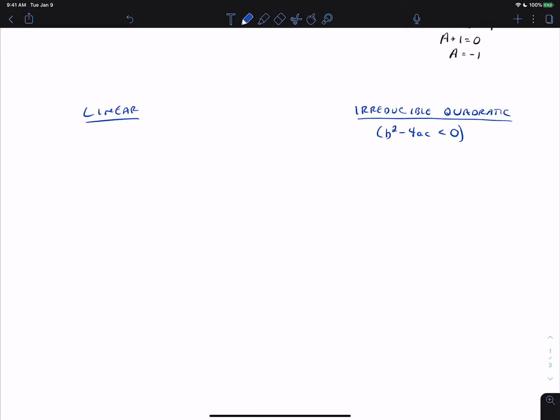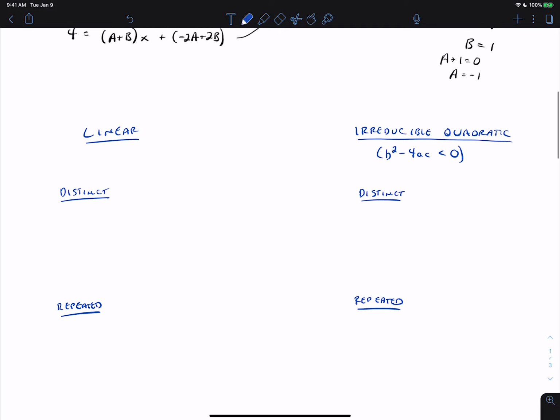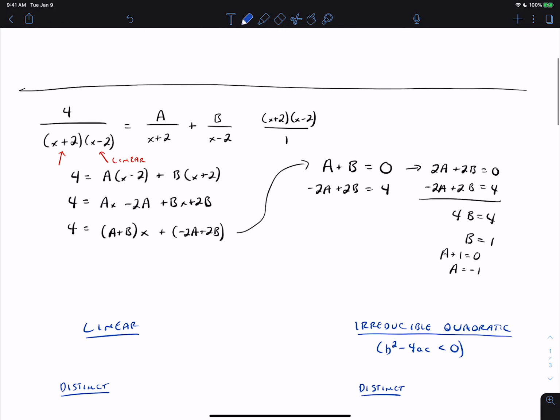When we deal with these, you can have what's called distinct linear factors and distinct irreducible quadratic factors, or you can have repeated linear factors or repeated irreducible quadratic factors. There are two things that are important about these. Two things that we're going to talk about.